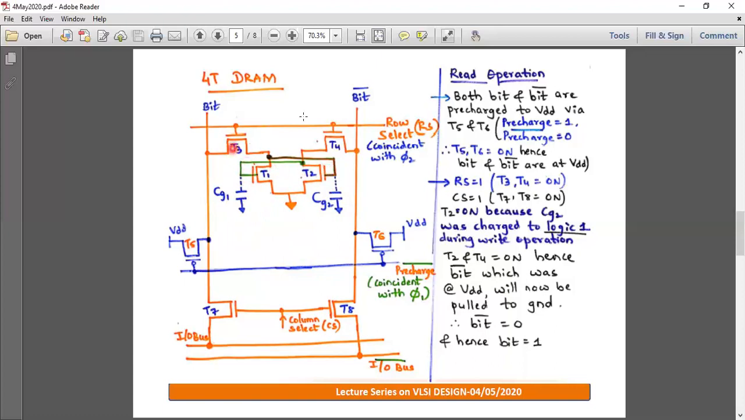Both bit and bit bar were charged to VDD. Since T2 and T4 both are on, bit bar which was at VDD will now discharge to ground via T4 and T2 transistors, whereas bit line will remain at VDD itself. So this is how we can retrieve the data stored in the memory cell by making row select 1, column select 1.